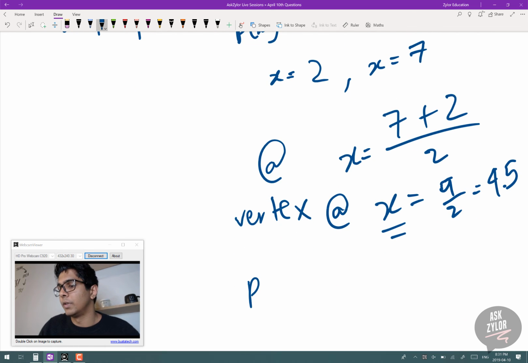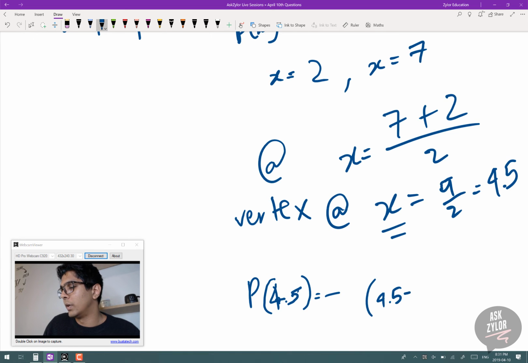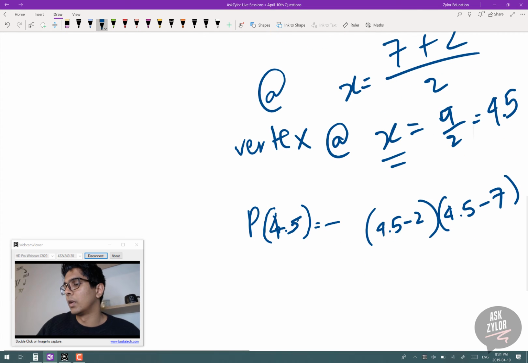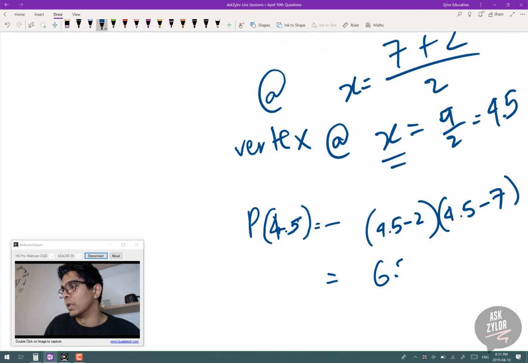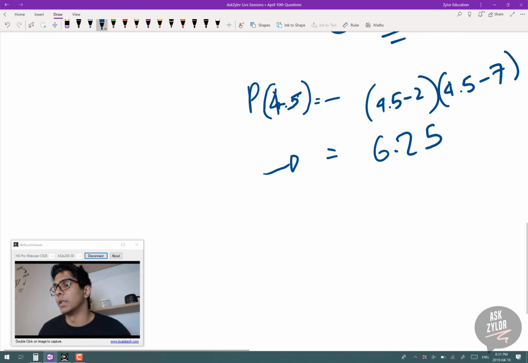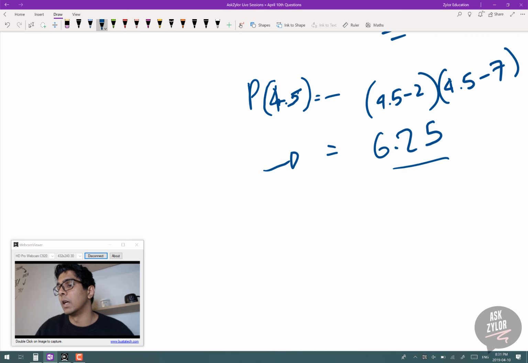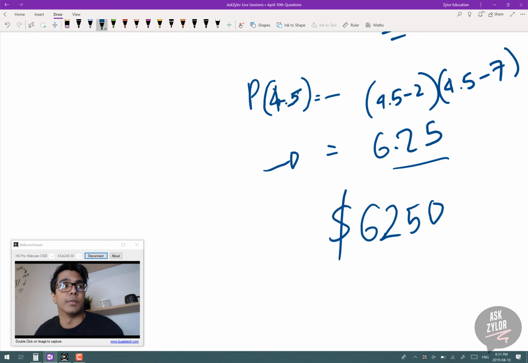So this is where my vertex is for my stereo system. So let's go ahead and find the profit. What I'm going to do is simply plug in 4.5 for every x. So that's negative (4.5 minus 2)(4.5 minus 7). And when I evaluate this, I should get 6.25. So this is the amount of profit I get from my stereo system. Again, this is in thousands, so I have 6,250 as my profit.